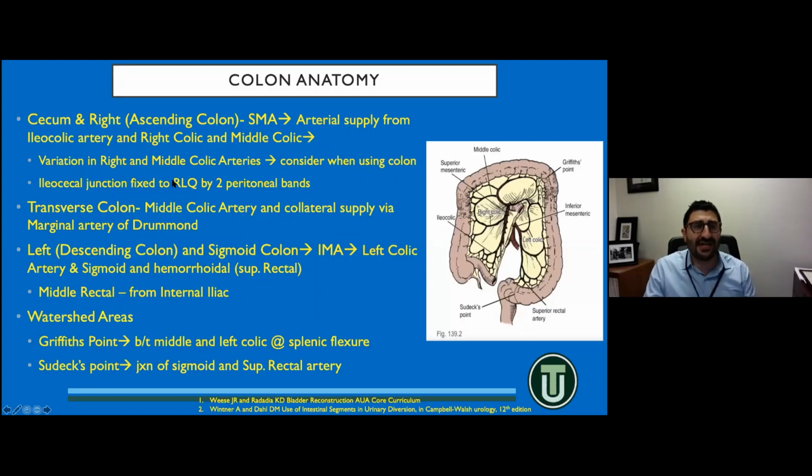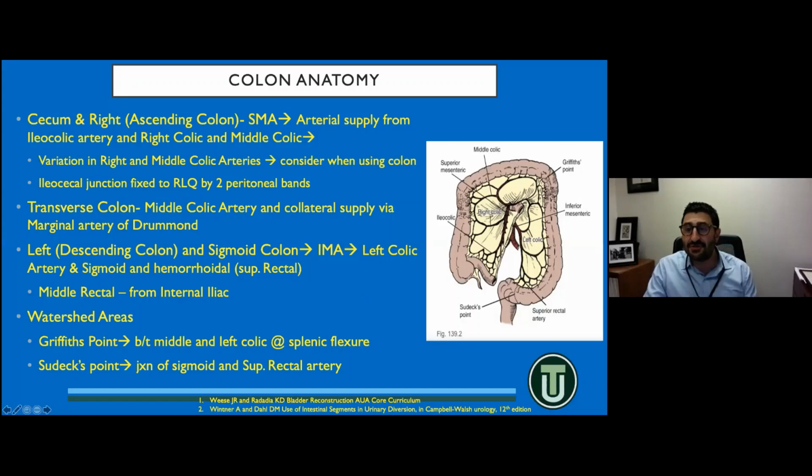So the colon anatomy, as everyone very well knows from medical school, the cecum in the right colon is supplied by the SMA via the ileocolic artery and the right colic and the middle colic. The middle colic may have a variable course and branching. Typically occurs closer to the hepatic flexure than really in the middle of the transverse colon. The ileocecal junction is fixed in the right lower quadrant by 2 peritoneal bands.